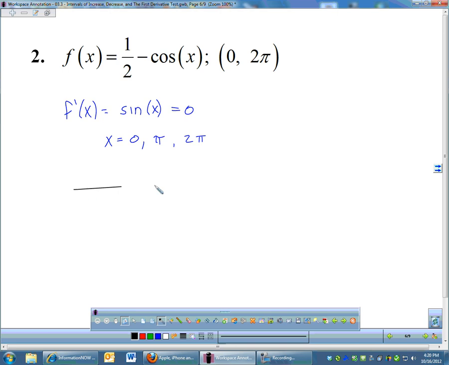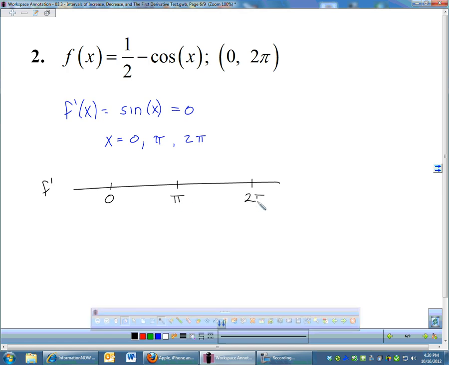So what I will do is I will make a little number line. I will put my critical numbers. I'm going to go ahead and include 0 and 2 pi, even though those are not going to be answers for the problem, but it at least gives me an idea of where I need to plug in points. I'm going to plug in something between 0 and pi, like I think pi over 2 would be a great option, and something between pi and 2 pi, like maybe 3 pi over 2. And if I plug those in, sine of pi over 2 is 1, that's positive. Sine of 3 pi over 2 is negative 1, that's negative.